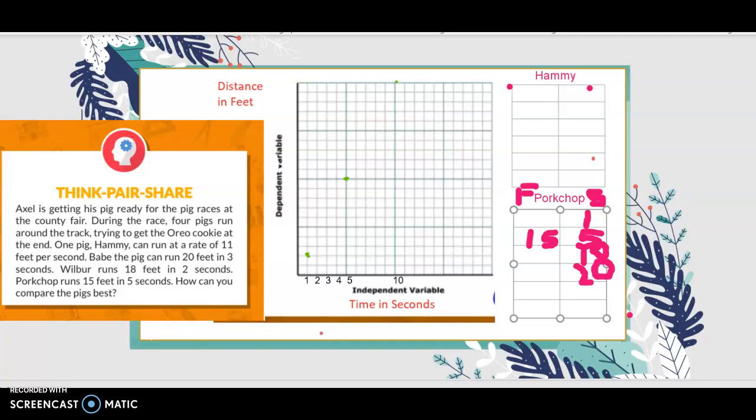Hammy, girl, she can run. You're a runner, you're a track star. Okay, she can run at a rate of 11 feet per second. How would I write that? 11 per second. So what would I put in the second column here? I'd put 1. It's 11 feet per 1 second. And then fill in the rest of those.